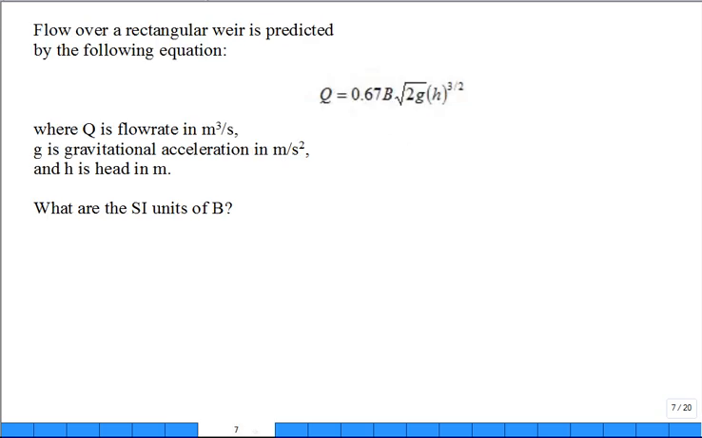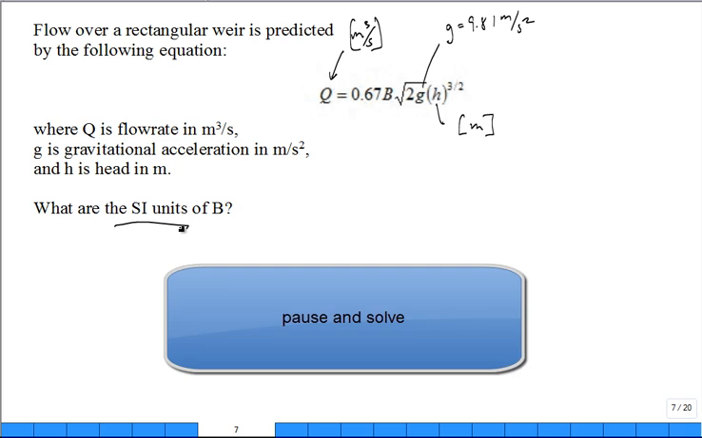Flow over a rectangular weir is predicted by the following equation, where Q is the flow rate in meters cubed per second. G is a gravitational acceleration. G is 9.81 meter per second squared. H is the head in meters. So that's in meters for the head. What are the SI units of the constant B?